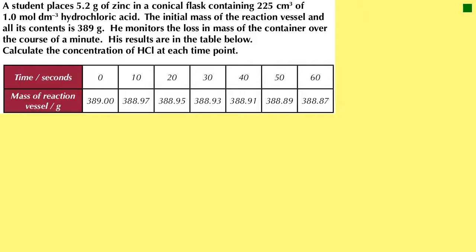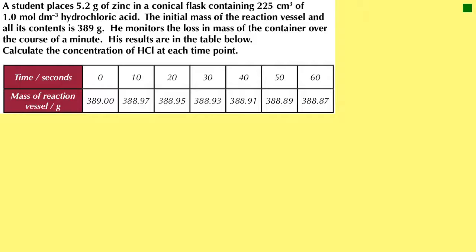And here's our second example. It's a mass loss example. Here, let's read it. A student places 5.2 grams of zinc in a conical flask containing 225 cm cubed of 1 mole per dm cubed hydrochloric acid. So the initial mass of the reaction vessel and all its contents is 389 grams, and he monitors the loss in mass of the container over the course of a minute. And his results are in the table below.